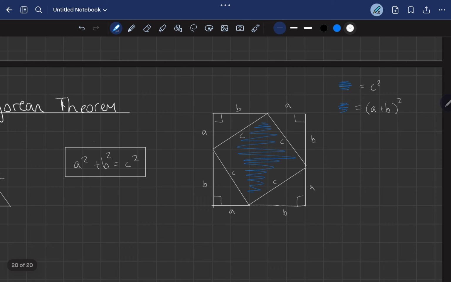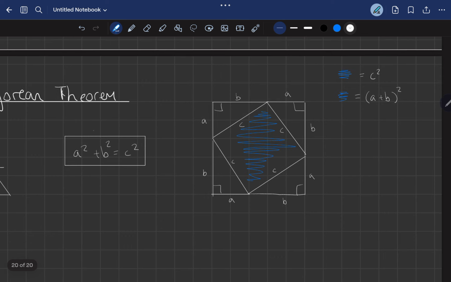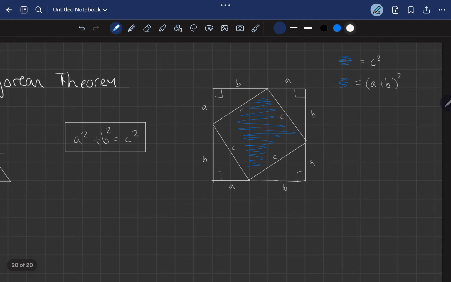Now, what is the area of a triangle? Half base times height. So the area of one triangle is half AB. However, since we have 4 of them, we want to times it by 4. So this is equal to 2AB. And we have to subtract the area of these 4 triangles in order to get c squared, the area of the blue. So minus 2AB.